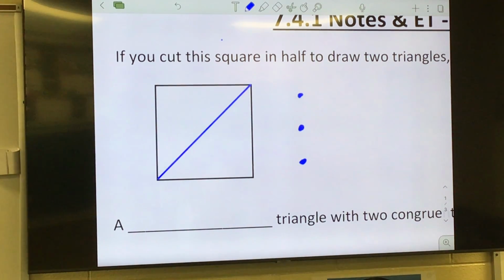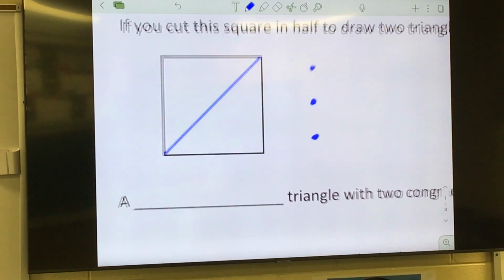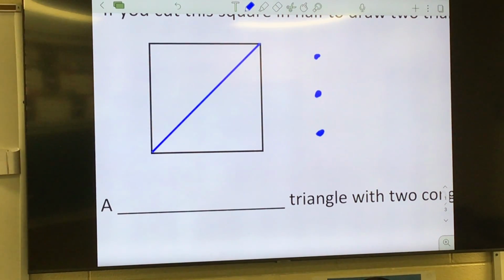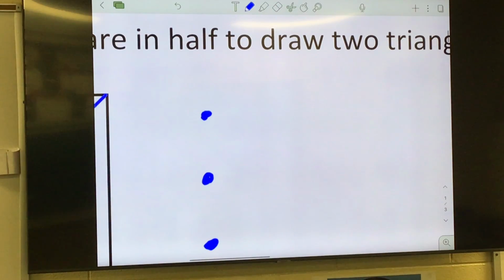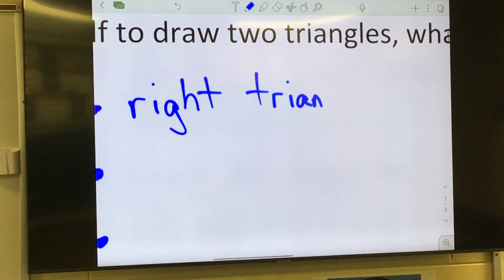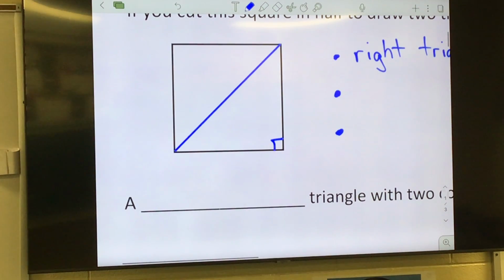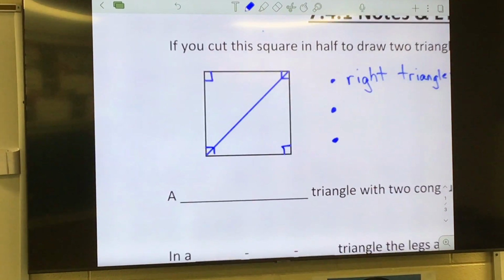Okay, what can we say? Lucy, what'd you write down? They're both right triangles. Very good. You know that why? Because the squares are equal. So a square has equal angles, right? So they're both right triangles. That's a good one to start with. So there's a right angle down here. Now remember, there's a right angle here and here as well, right? Okay, so what else can we say?